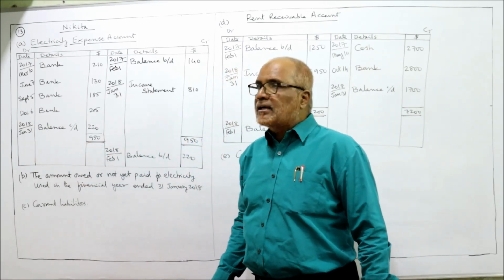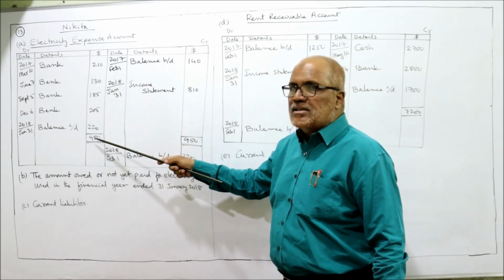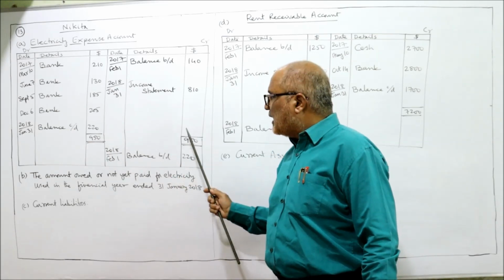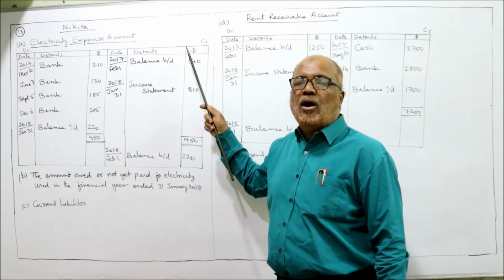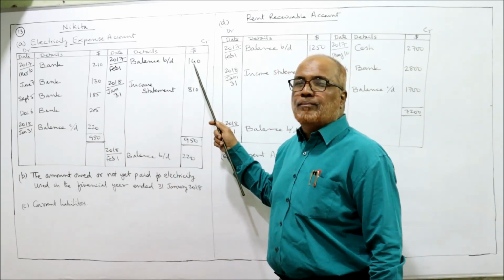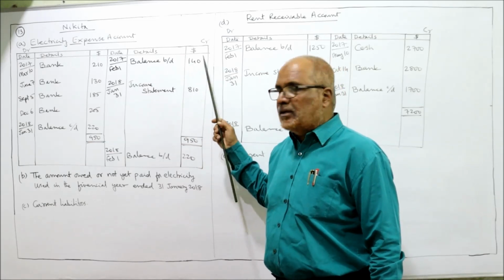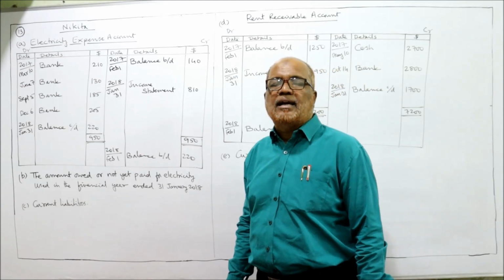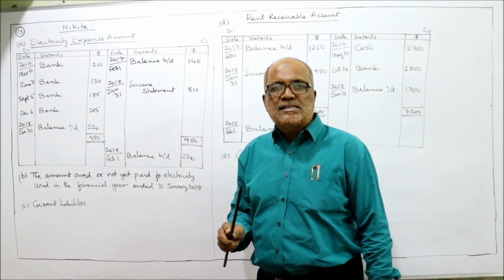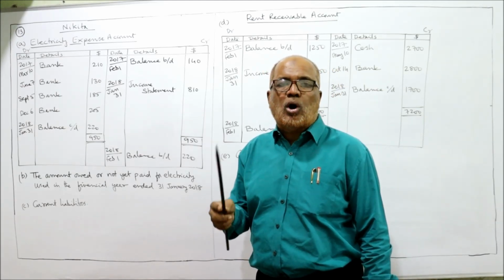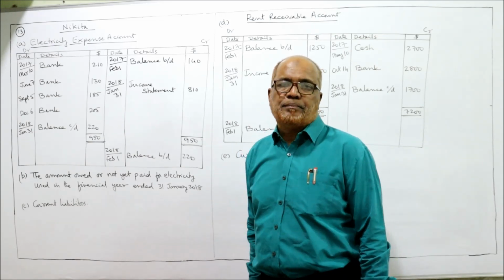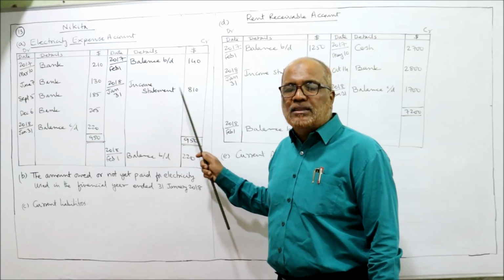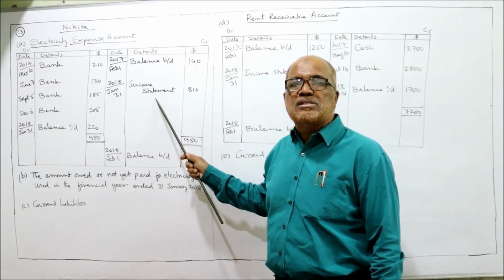That's all. Now take the total. Total of the credit side, total of the debit side is $950. So 950 minus opening, how much was due? 140. Opening amount due was 140. So 950 minus 140 is $810. This is the electricity consumed or used during the year. Electricity used during the year is $810, and this should be transferred to income statement.